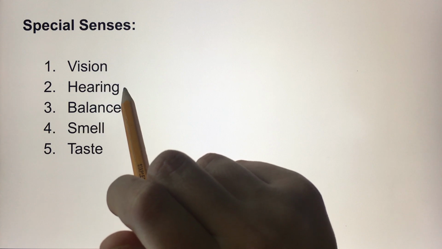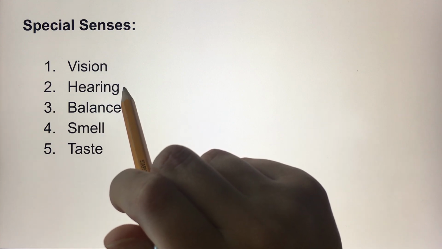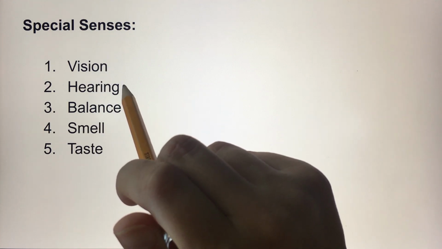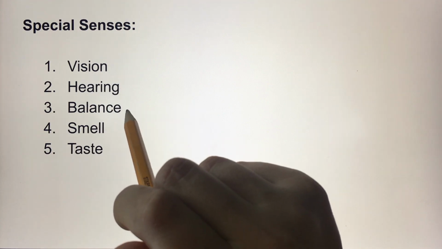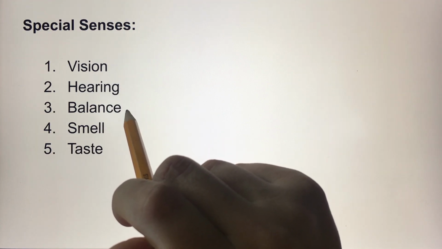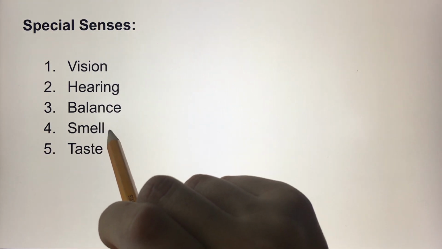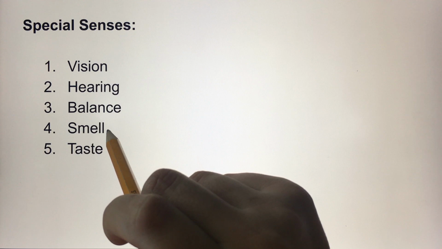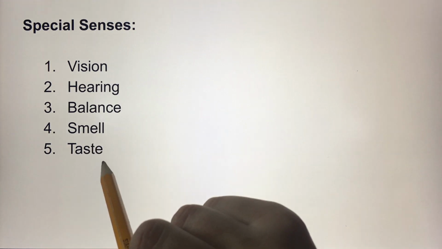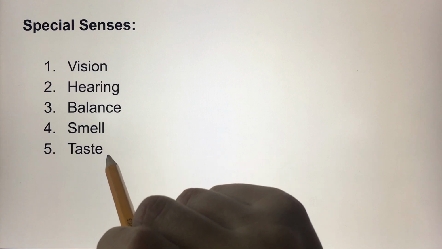Hearing is the sense of sound detection, and this is the sense we can only experience with our ears. The sense of balance is also experienced by special structures inside of our ears. The sense of smell is located inside of our nostrils, on the roof of our nostrils. And the sense of taste is experienced inside of our mouth, mostly on the surface of the tongue.